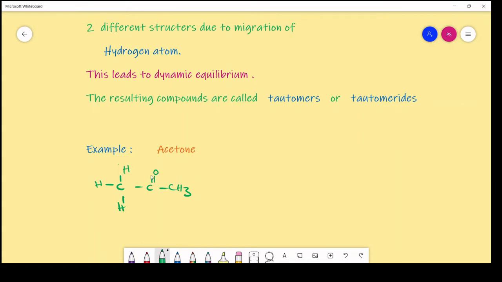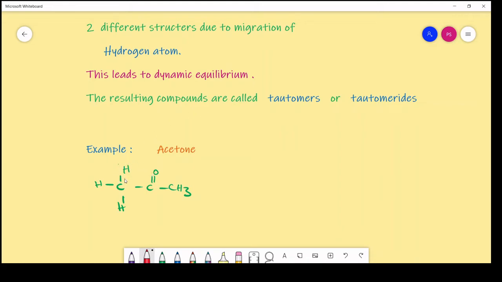A polyvalent atom means an atom that has more than one valency. Here the carbon valency is more than one, and similarly the oxygen valency is more than one. That's why we call them polyvalent atoms. In tautomerism, a hydrogen atom shifts from one polyvalent atom to another polyvalent atom.